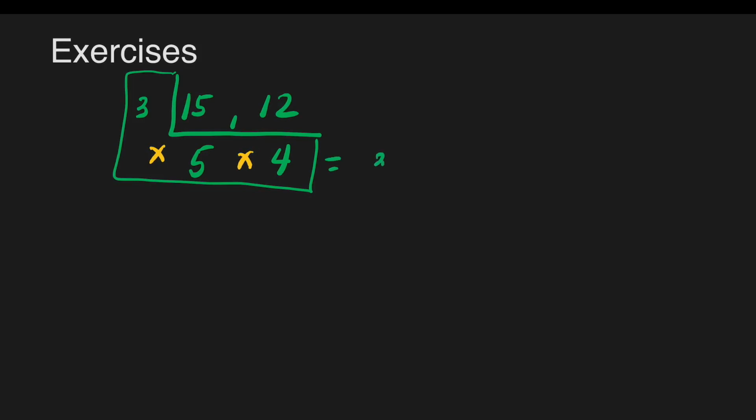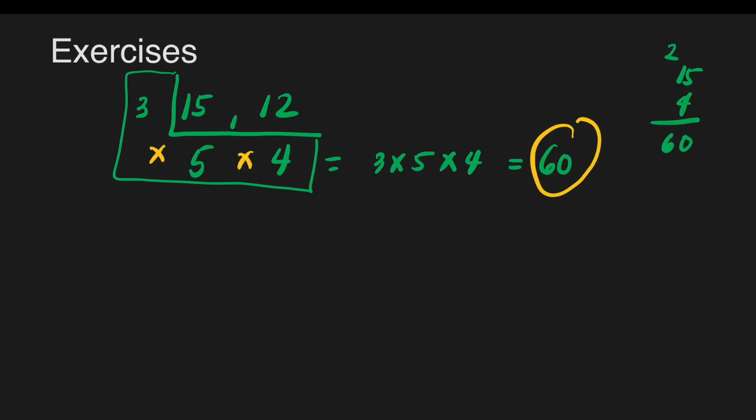That is 3 times 5 times 4. 3 times 5 is 15. 15 times 4, let's solve that. 4 times 5 is 20. Carry 2 at the top of 1. 4 times 1 is 4, plus 2 is 6. So it means our LCM for 15 and 12 is 60. That is our final answer.